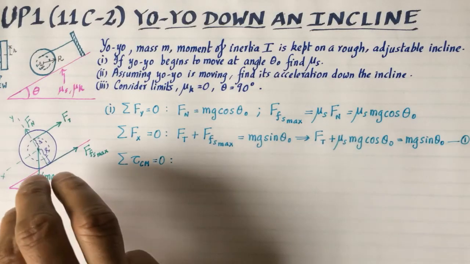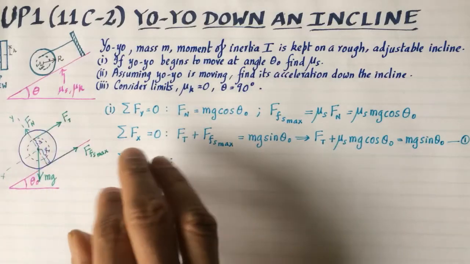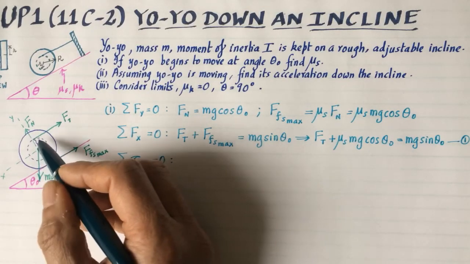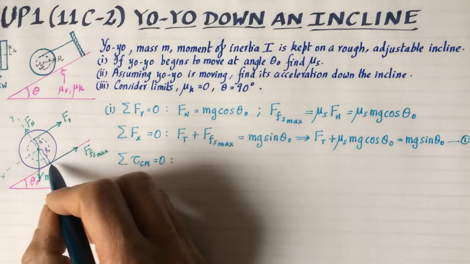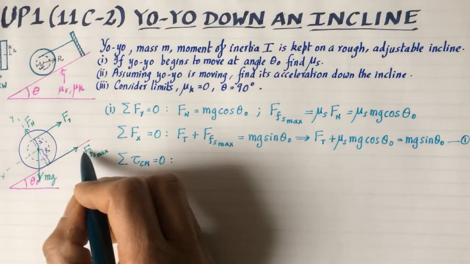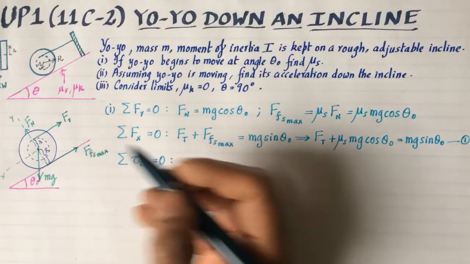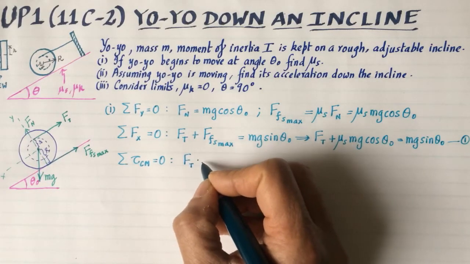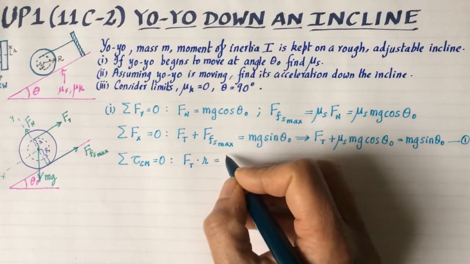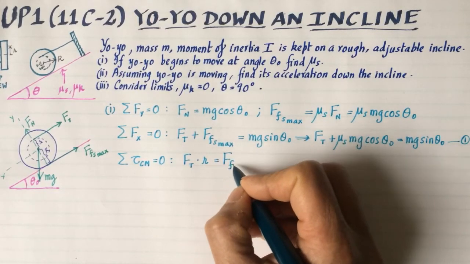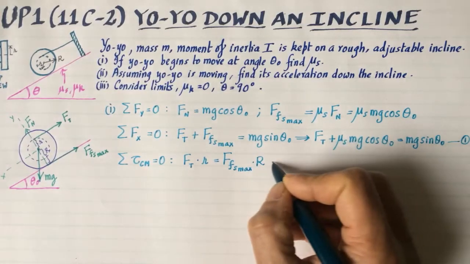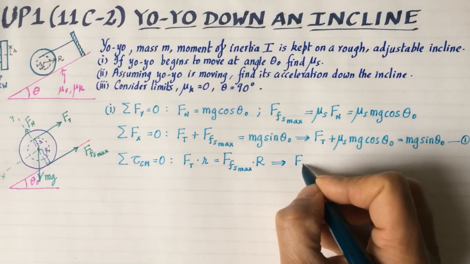So that means the clockwise torques must equal the counterclockwise torques. The clockwise torque is Ft times r times sine 90, and the counterclockwise torque is Fs max times r times sine 90. Sine 90 is 1, so I won't write that. So I get Ft times little r equals Fs max times capital R. Well, that gives me the value of tension.